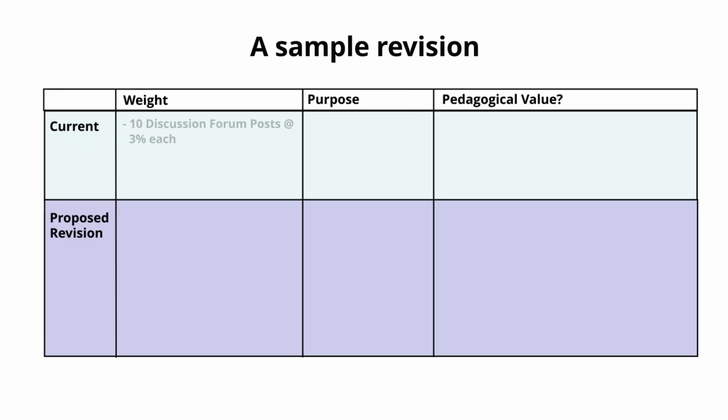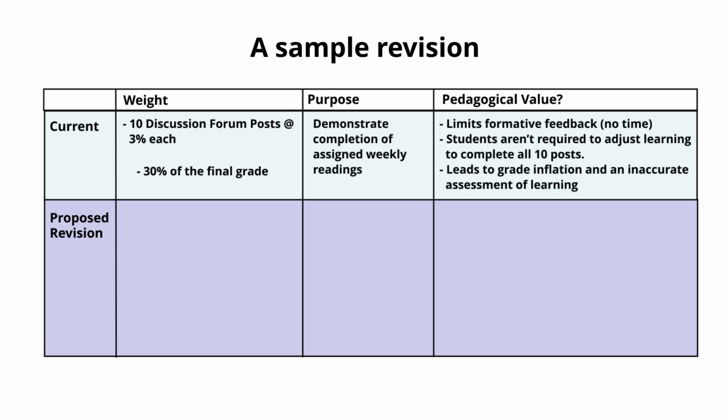In this example, I'm proposing to revise a discussion forum post assignment. I'm thinking about, okay, it's in my course, but I want to combine and condense things here. In its current form, the assessment asks students to write 10 discussion forum posts valued at 3% each for a total of 30% of the final grade. The goal of the assessment is for students to demonstrate completion of assigned weekly readings.